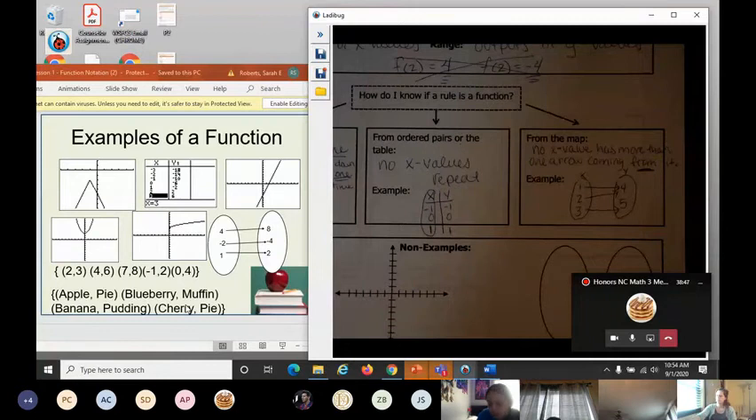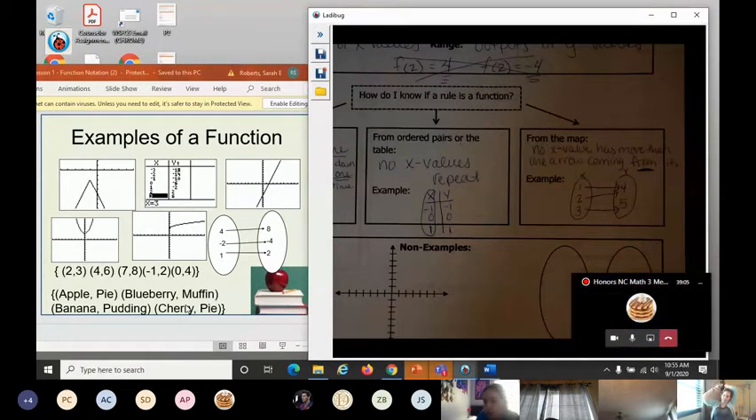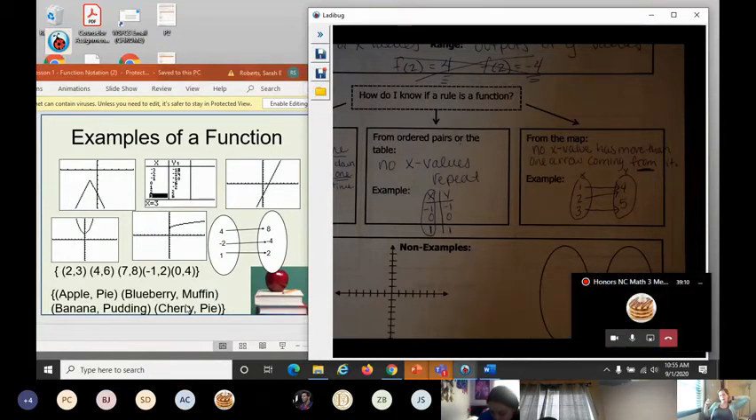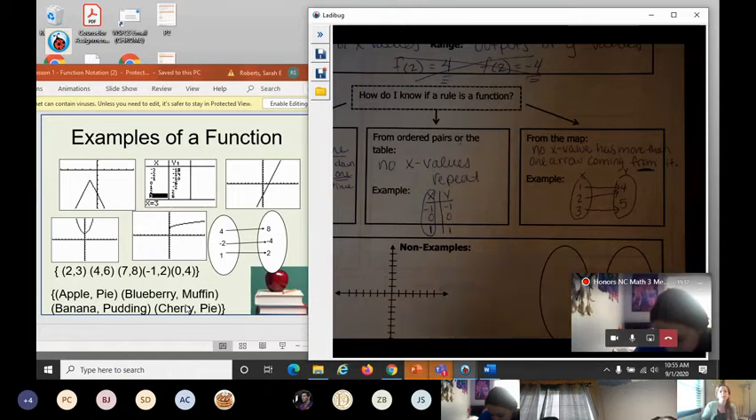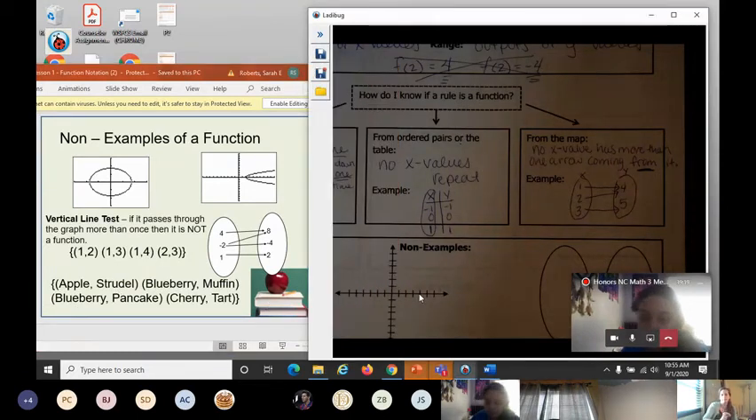Okay, so in this example, we have exactly one arrow for every X value. It's okay that both of these arrows point at the same Y value. That is possible. But each X value has an individual arrow. So those are all examples of how functions work. And now we're going to move on to non-examples of a function.